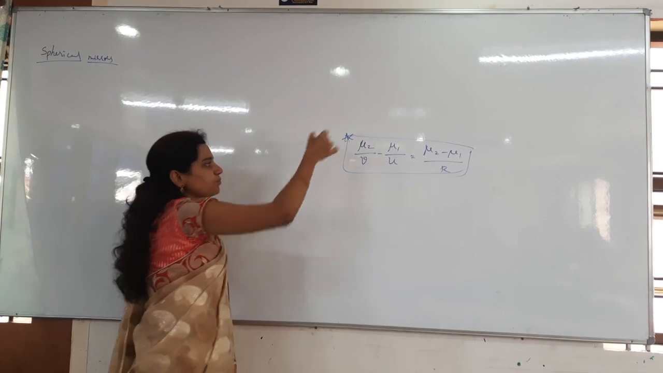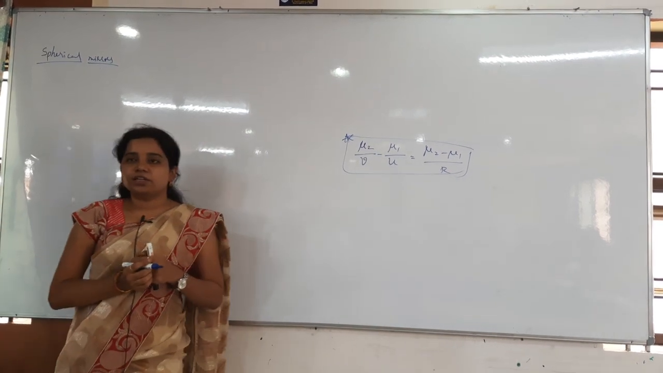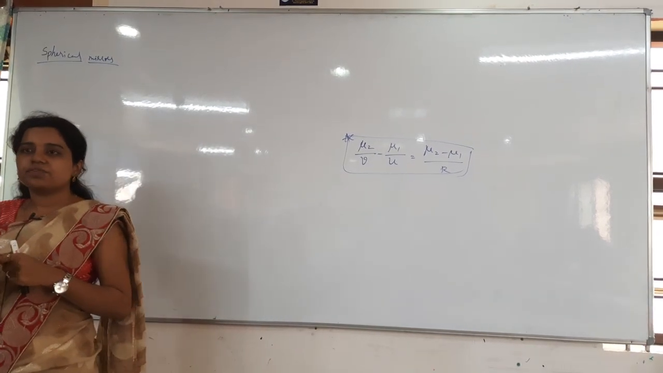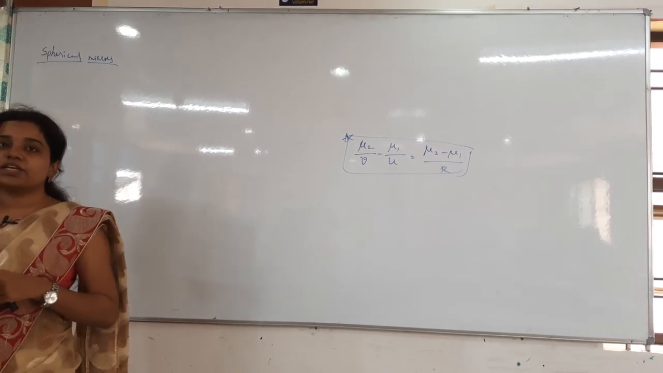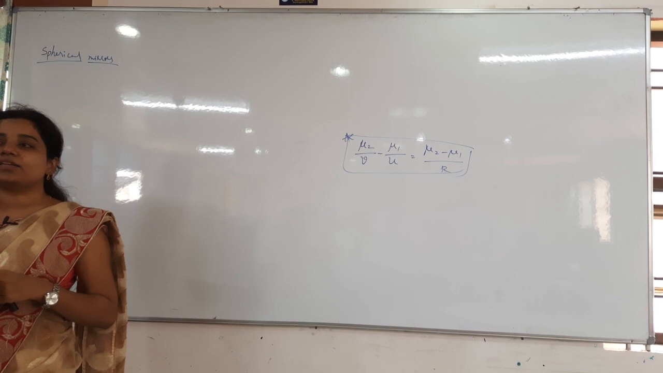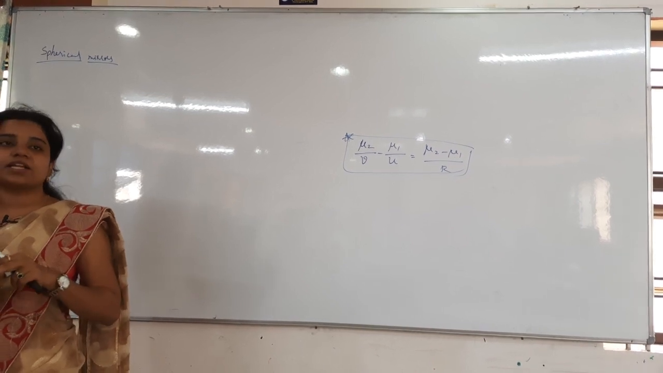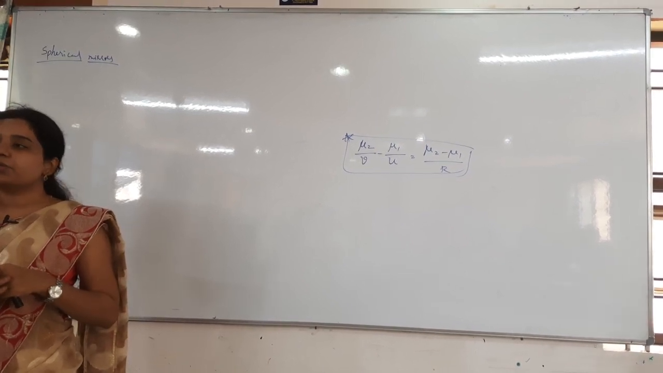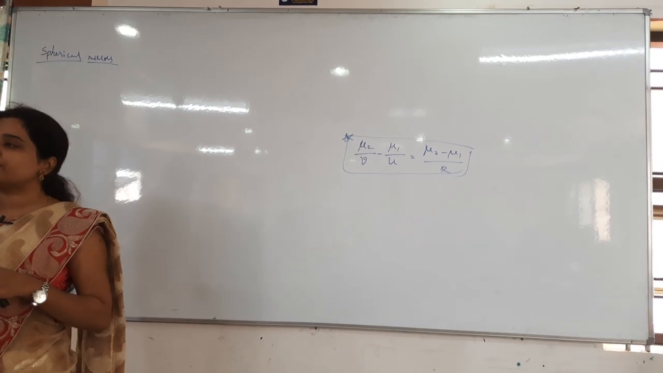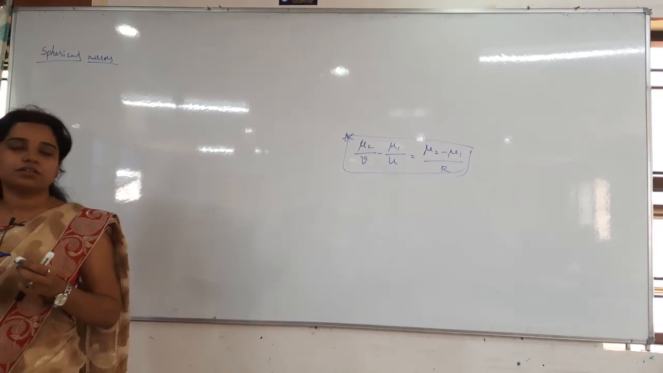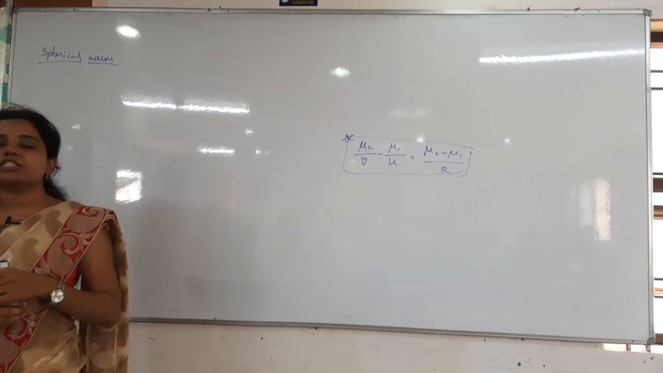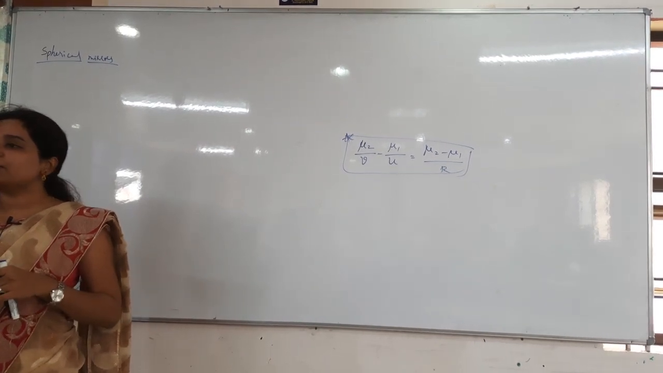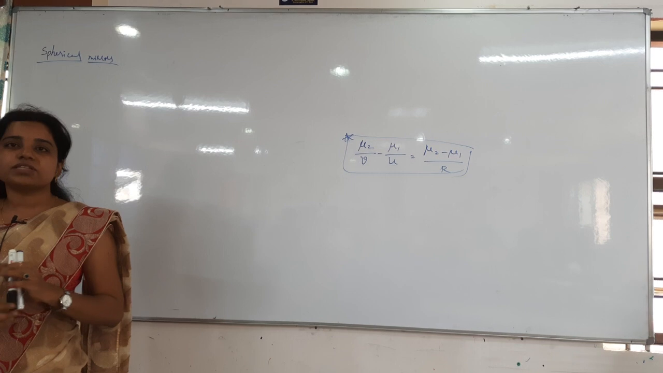So here, what does mu mean? Refractive index. What is the refractive index? The ratio of the speed of light in vacuum to the speed of light in the medium. Nothing but mu is equal to C divided by V. C is the speed of light in vacuum, and V is the speed of light in the particular medium we have taken. So that is the refractive index.